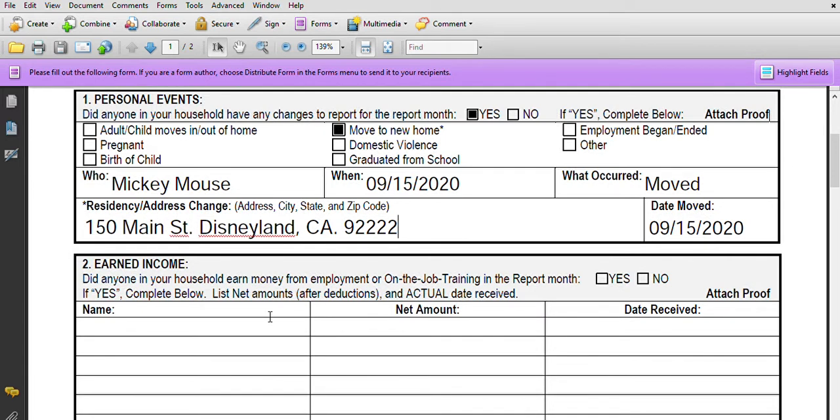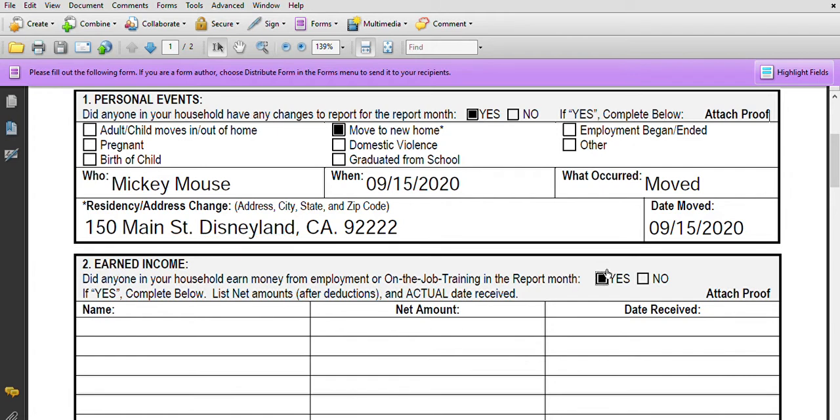Going on to question number 2. Question number 2 is pertaining to earned income. The question is: did anyone in your household earn money from employment or on-the-job training in the report month? If yes, complete below. List net amounts. We're going to emphasize after deductions and actual date received. So it's important that you list your net amount. Net amount is after taxes, after deductions.